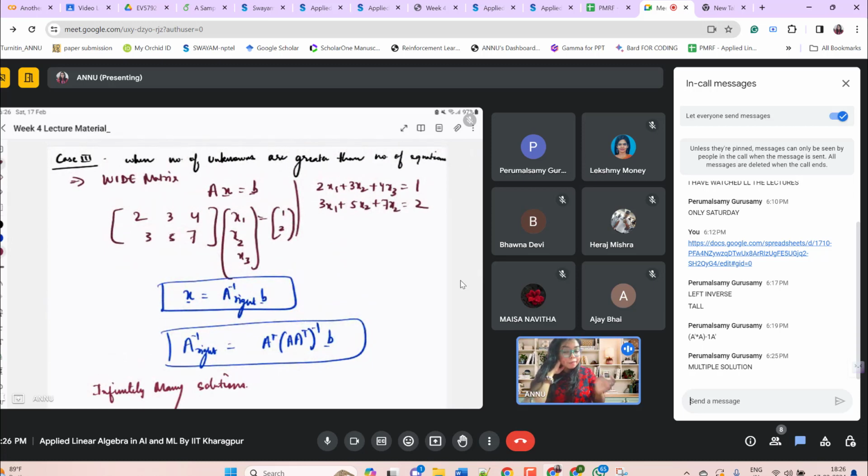The last question in this case is why, in case 3, we calculate the right inverse, and why, in case 2, we calculate the left inverse. I want an answer from anyone else. Ajay, Maisa is new to my class. Hiraj, Bhavna, you were all there in the last class. I can expect the same answers from you.